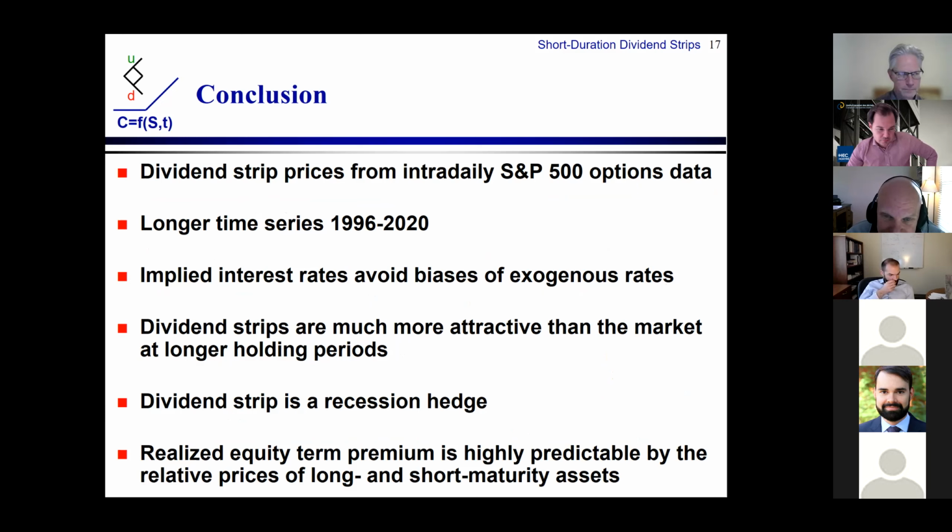Is it realistic for an investor to actually buy the dividend strip, right? Is this tradable? It seems to me you have to trade two options plus the index to synthetically create the dividend. I mean, can an investor actually achieve these returns?